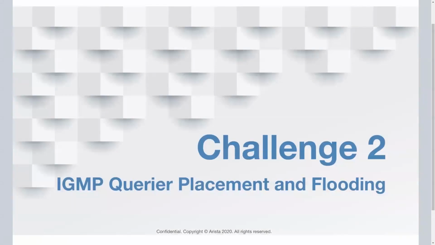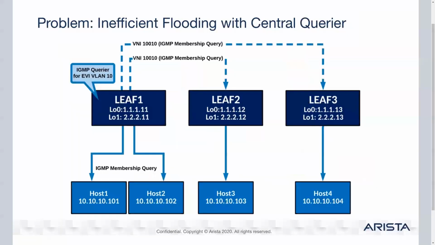So we'll go through the next challenge and then we'll pause for some questions. But the next problem that we have to solve here is the placement of the IGMP querier within the bridge domain. So typically within a bridge domain, the multicast router with the lowest IP address will be elected as the IGMP querier.